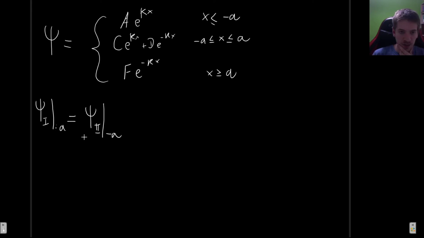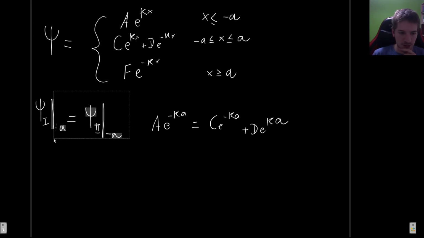So let us now just replace this. So we get A e to the minus ka has to be equal to C e to the minus ka plus D e to the ka. So that comes from this first condition. Let me maybe push it to the side a little bit.